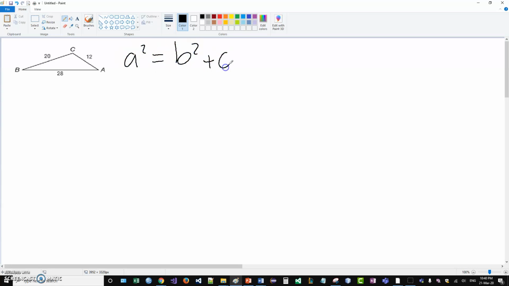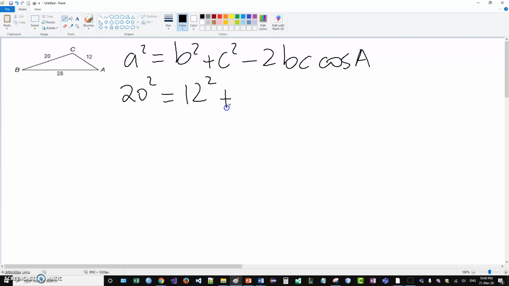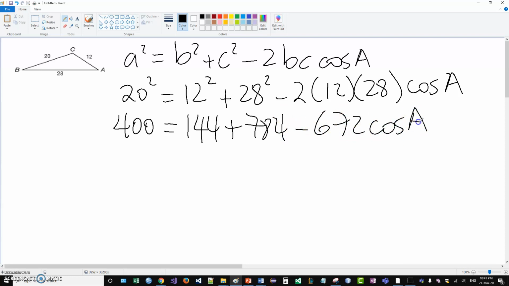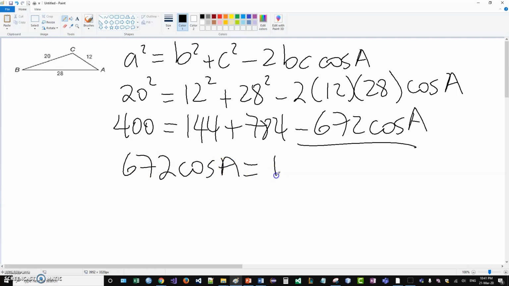a squared equals b squared plus c squared minus 2bc cosine A. Here, 20 squared equals 12 squared plus 28 squared minus 2 times 12 times 28 cosine A. Everything is known except the cosine A. So 400 equals 144 plus 784 minus 672 cosine A. Bring this to this side to make it positive: 672 cosine A equals 144 plus 784 minus 400.